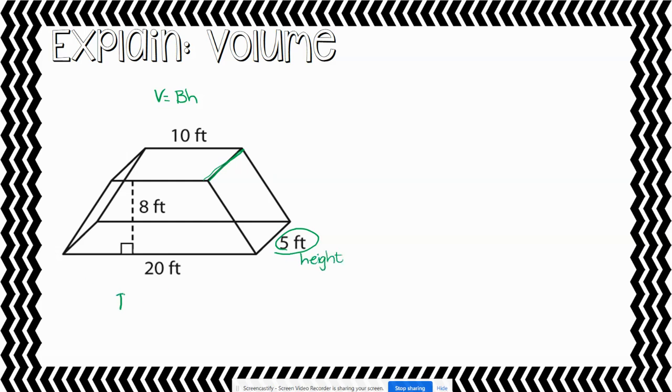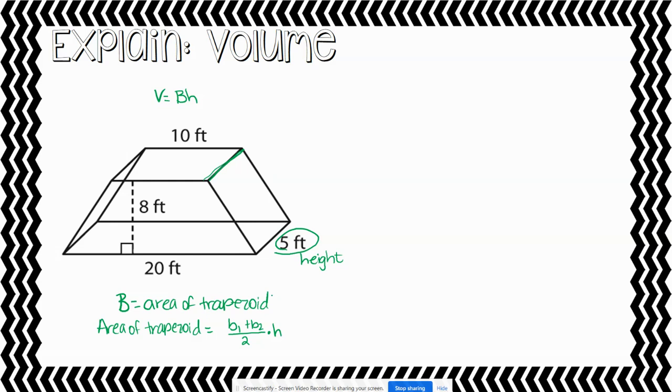Now, to find my area of my base, that's going to be the area of my trapezoid. Well, I need to know the formula for area of a trapezoid. And that's one of those weird formulas that you don't use a lot, but you need it sometimes. A trapezoid has two bases, the top and the bottom. So the formula is base 1 plus base 2 divided by 2 and then multiplied by the height.